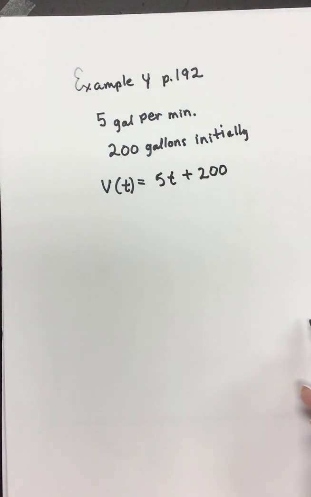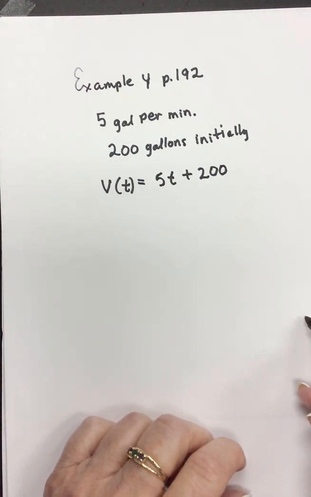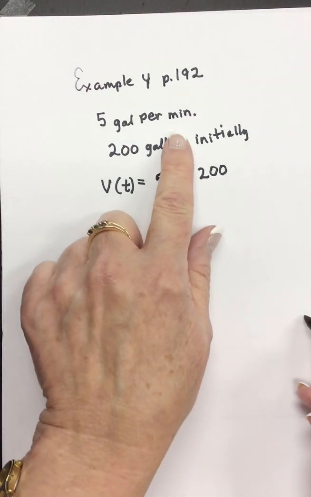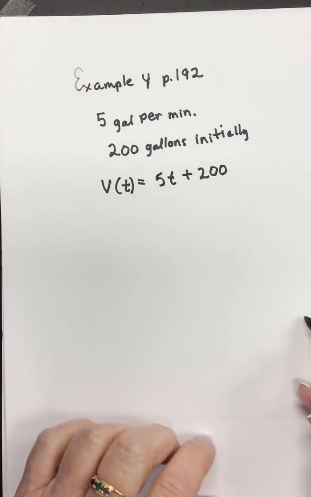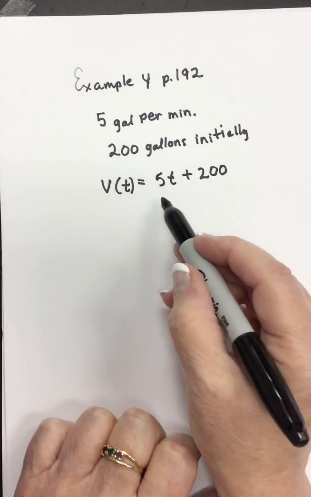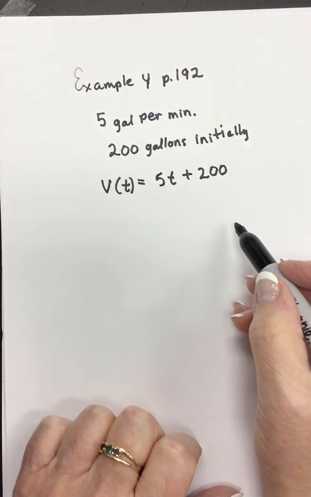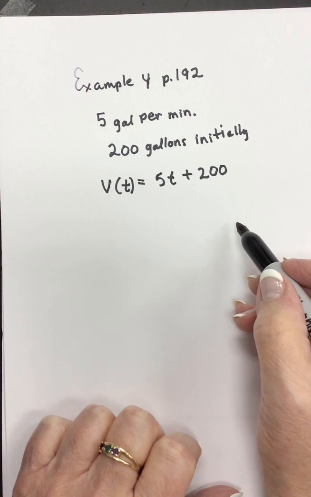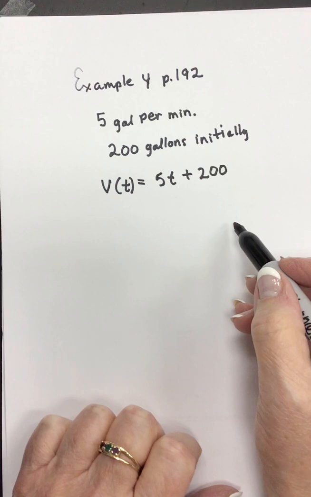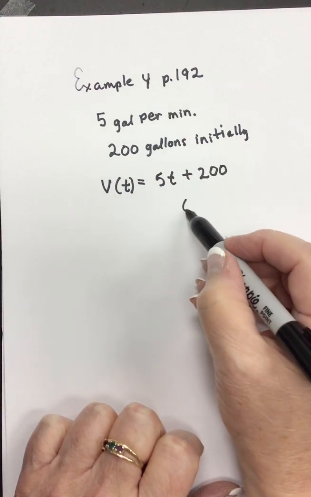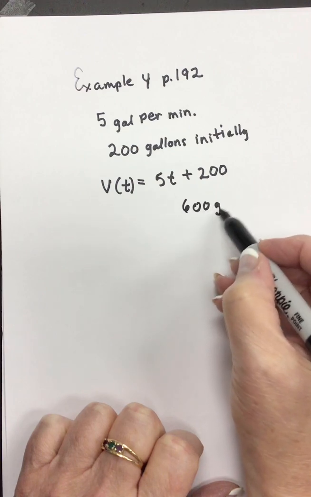Okay, so T we know is going to be the time. And the time is going to be in terms of minutes because we have minutes here. So our formula, 5T plus 200. Now the next part of the question said, if the pool has a capacity of 600 gallons, how long will it take to totally fill the pool? So it has 600 gallons that it can have totally.